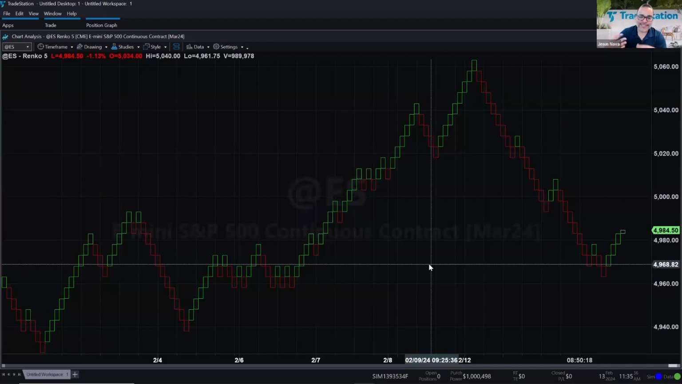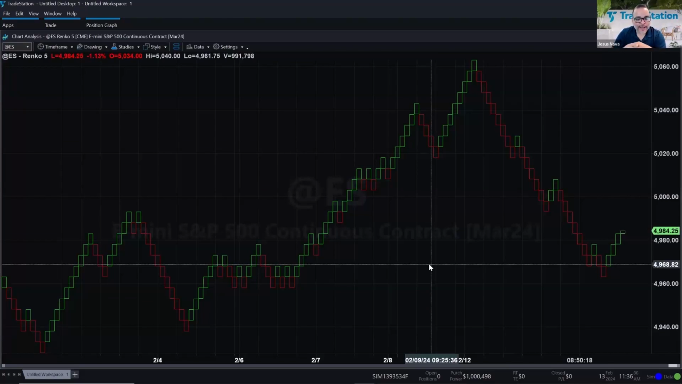And it looks like stacked boxes. Every time that the S&P moves 5 points in either direction, you'll see a little box. Green boxes are when the price goes up 5 points. Every single box represents 5 points. And the opposite happens on a red box. But you can see how clearly it defines these uptrends and downtrends.